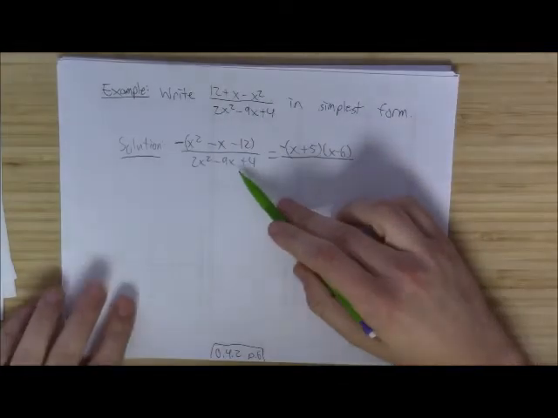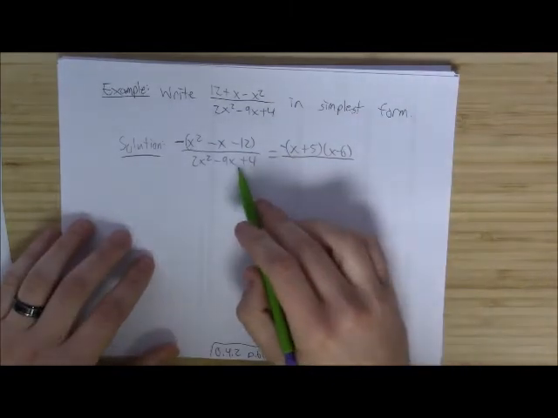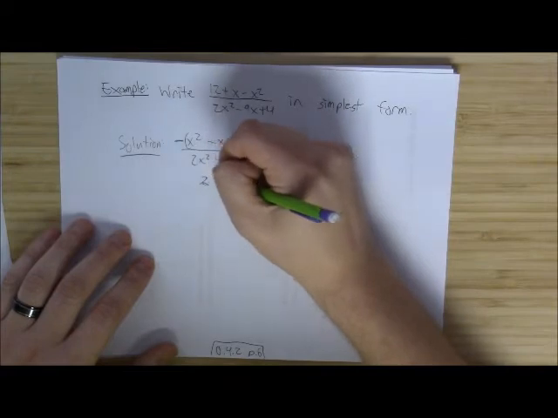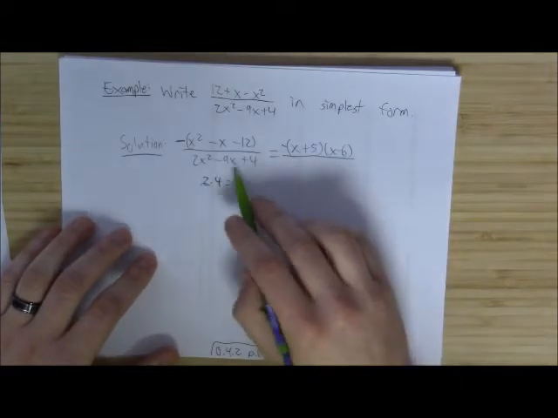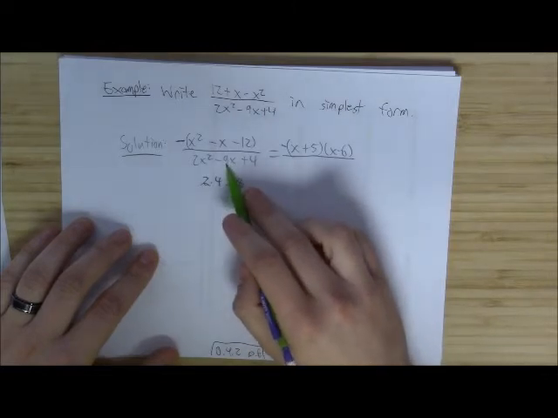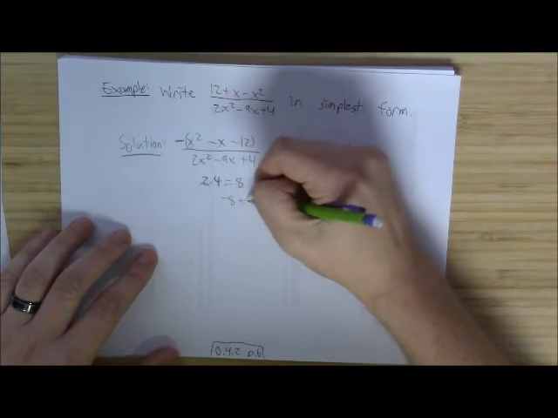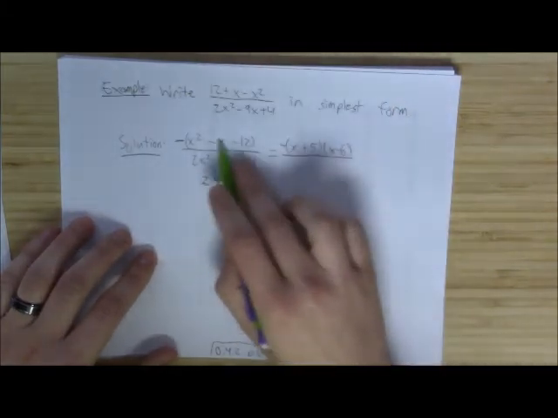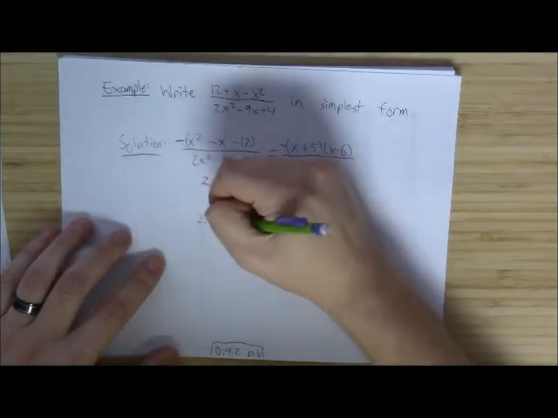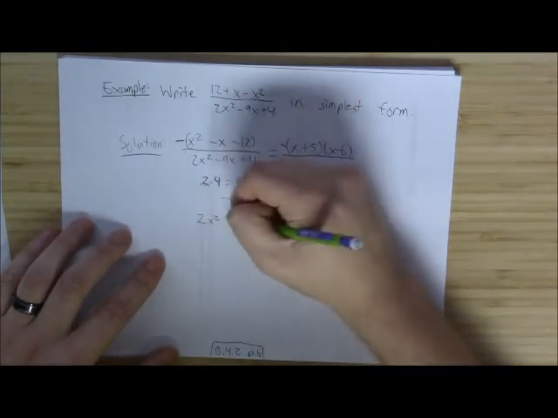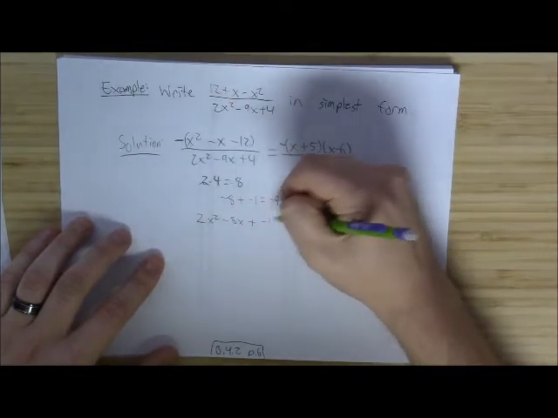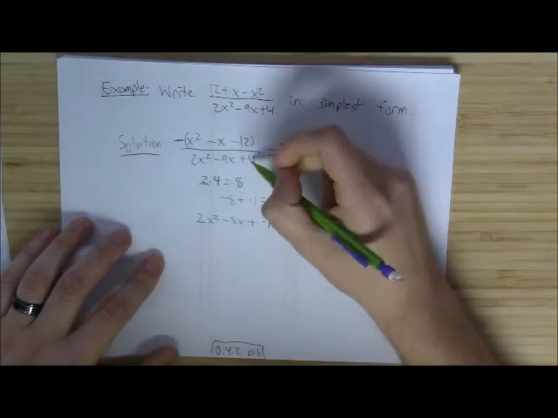For the bottom, we need the AC method. So let's go ahead and do 2 times 4, which gives us 8. And so now we need two factors of 8 which give us negative 9: negative 8 and negative 1 give us negative 9. So now we use grouping. So we have 2x squared. We break it up into minus 8x and minus 1x. So let's go ahead and just group it, and then we have plus 4.